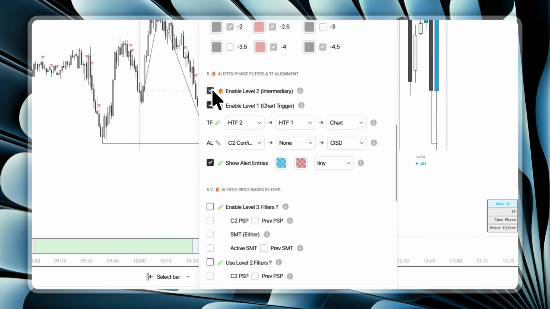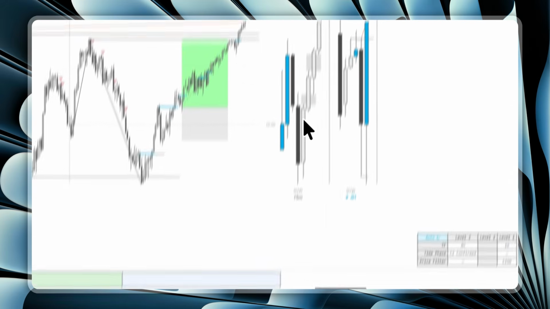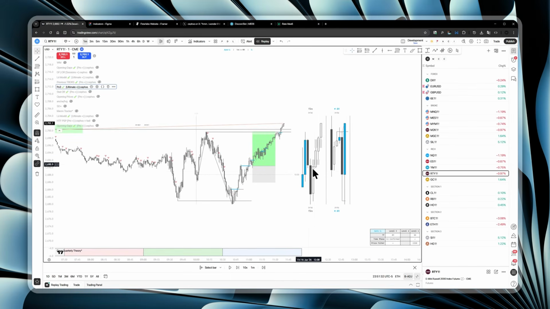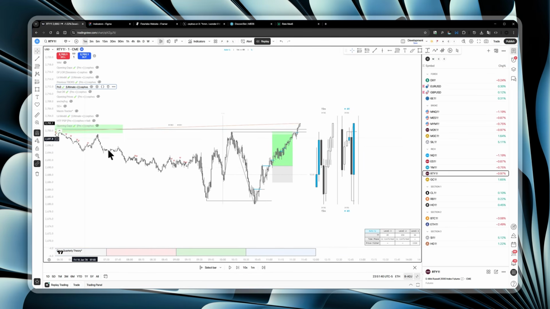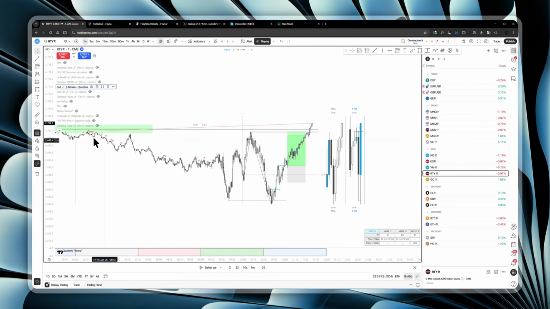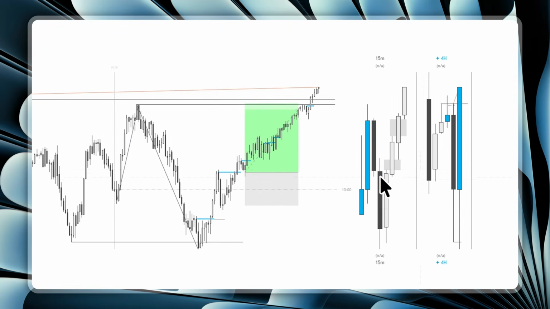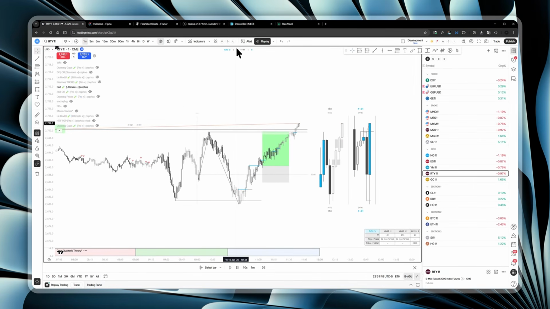So if I turn on level 2 and I make this C2 confirmed, what that's going to do is it's going to wait until a 15-minute fractal forms in direction with the 4 hour fractal. And you can see that when I turn that on, the number of setups that appear reduce, right? But even then, that's not good enough because, like I said, 1 minute to the 4 hour chart is too much.